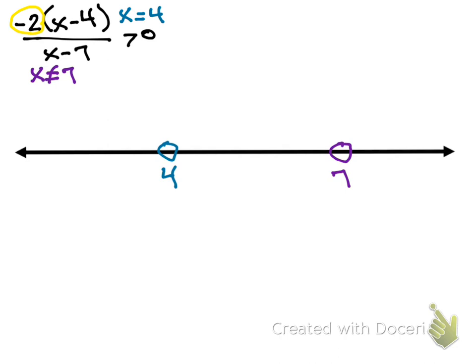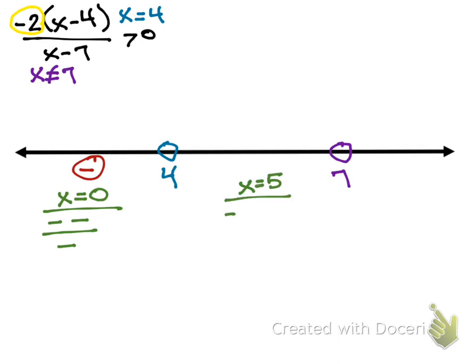Let's look to the left of 4. How about x equals 0? We have a negative for that negative 2, then a negative factor divided by a negative factor. So negative times negative is positive over negative, gives me negative in that interval. Checking between 4 and 7, x equals 5. We have a negative from the 2, then a positive and a negative in the denominator, giving me positive in that interval.